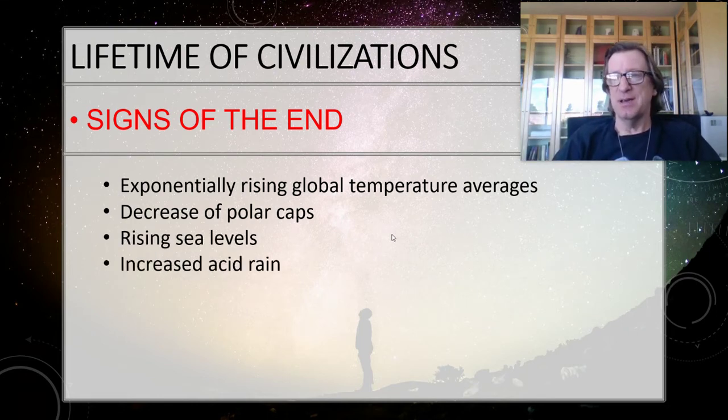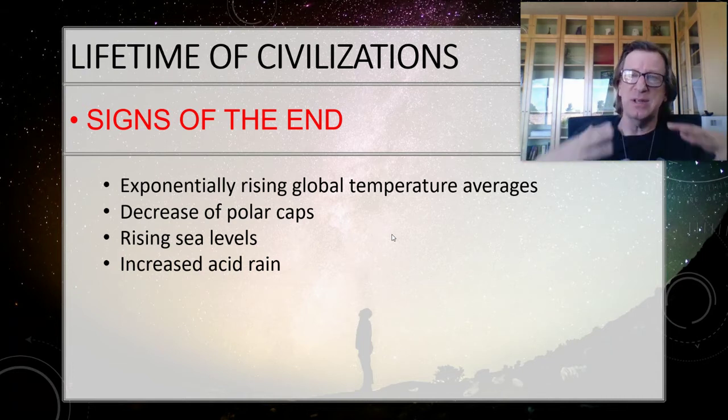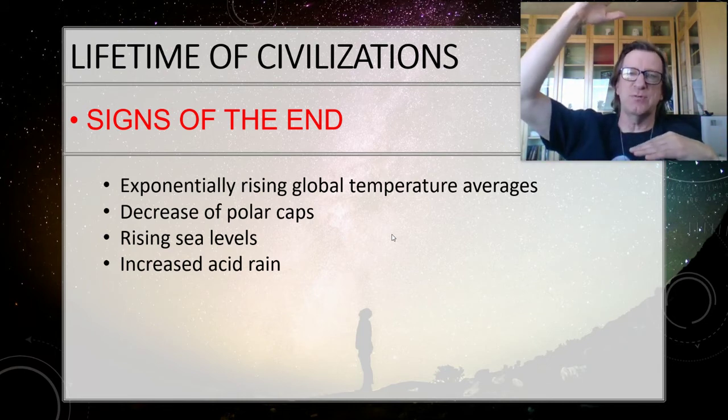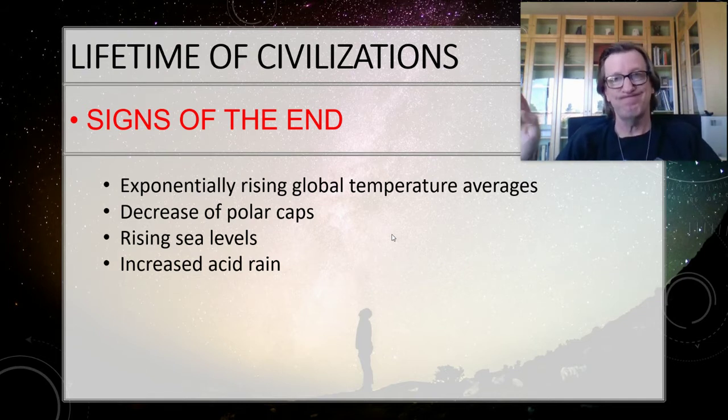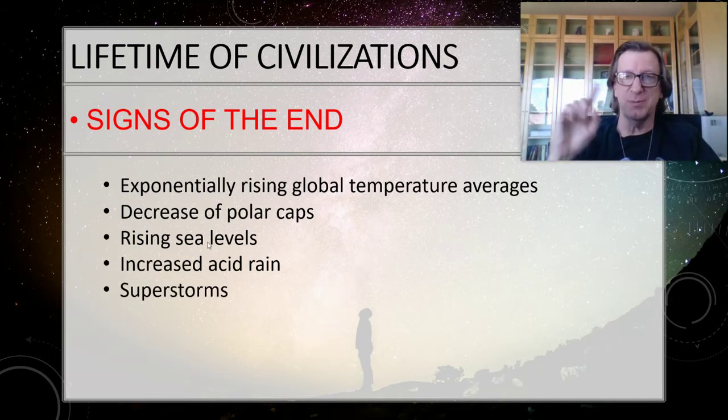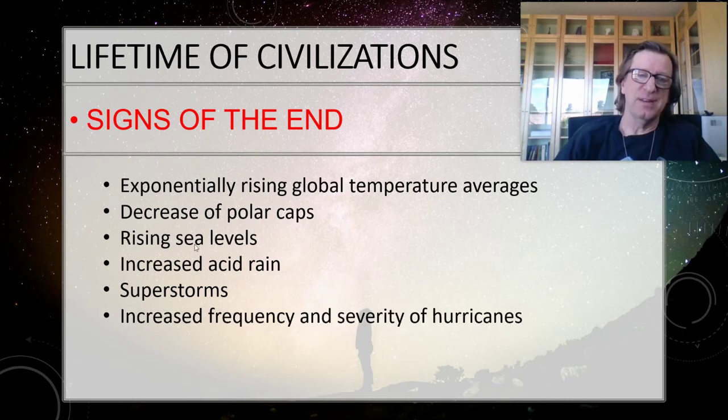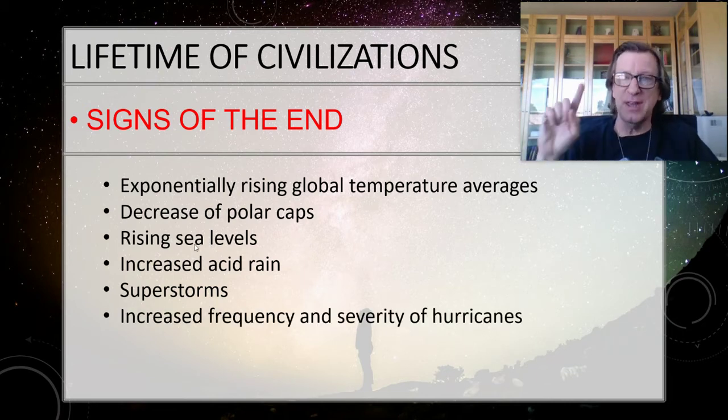Increased acid rain. And that, think back to what we know about the inorganic carbon cycle. Remember that as the atmosphere heats up, that causes the water vapor in the oceans to rise. That rains out in these storms. Well, the rainwater plus the carbon dioxide forms carbonic acid, and so that's acid rain. That's another thing that we can measure. Check. Superstorms. Check. Increased frequency and severity of hurricanes. Check.